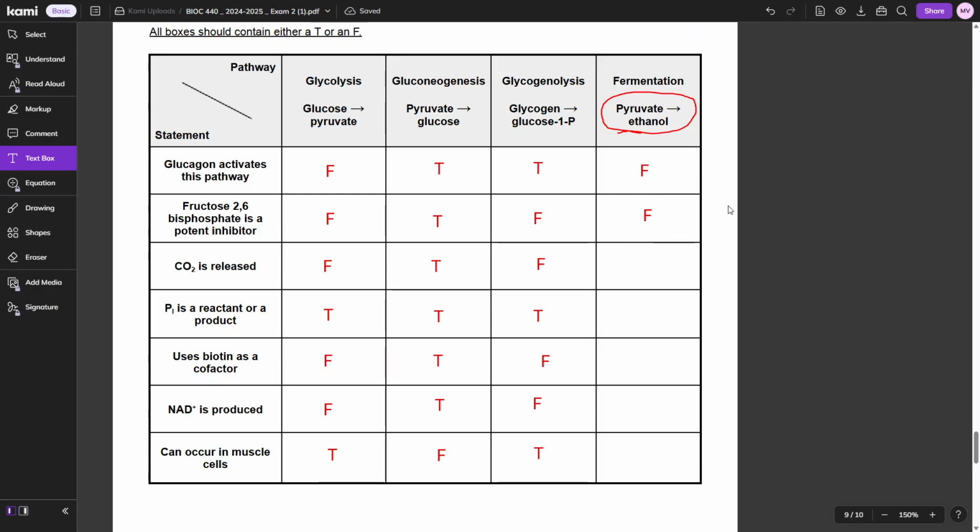CO2 is released, true or false? True. Why is it true? Loss of a carbon. Generally speaking, when we have loss of a carbon, it's most likely going to be a CO2 release. We'll see later on when you do the pentose phosphate pathway, there's some shenanigans you can do there where it's not quite a CO2 release, but it's similar. But in this case, there is in fact a CO2 release.